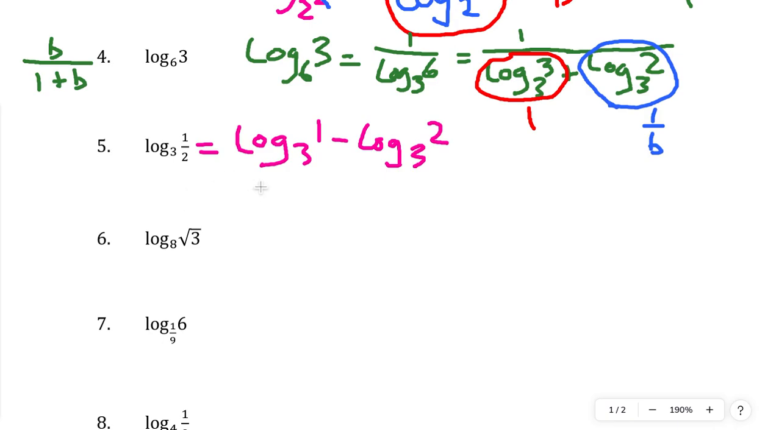Okay. So we are here at log 1 base 3. Log of 1. Hey, that sounds familiar too. What's the log of 1 again?